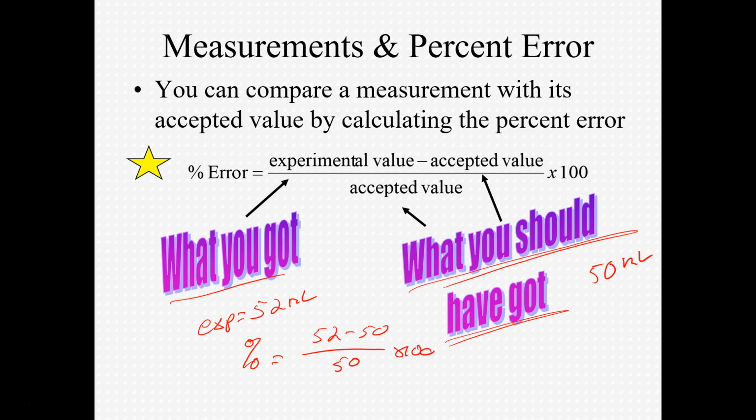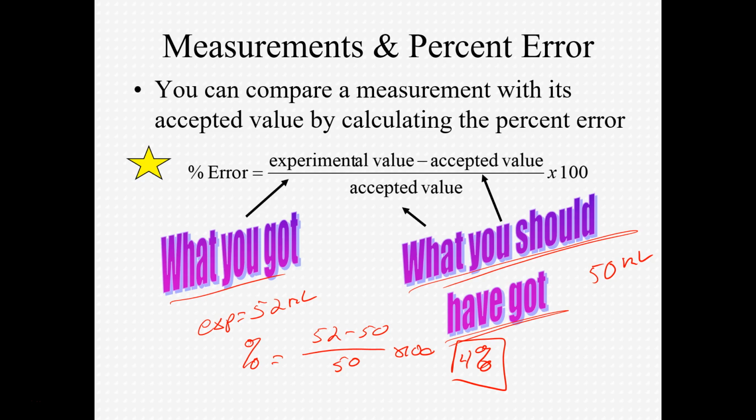We would get a percent error of 4%. And that basically tells us, oh, that's pretty good. We're pretty close to the accepted value. If we get something over like 50%, that's when we're like, whoa, all of our experimental values might have been precise, but they were not accurate at all.